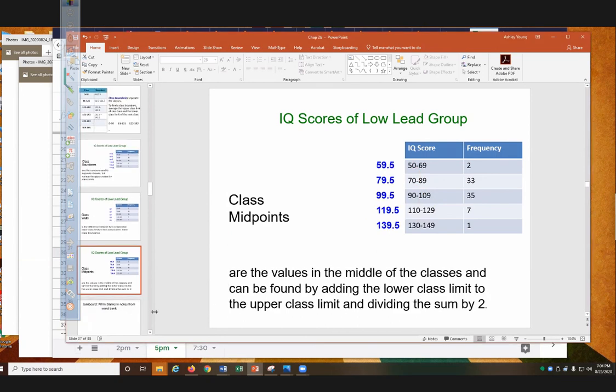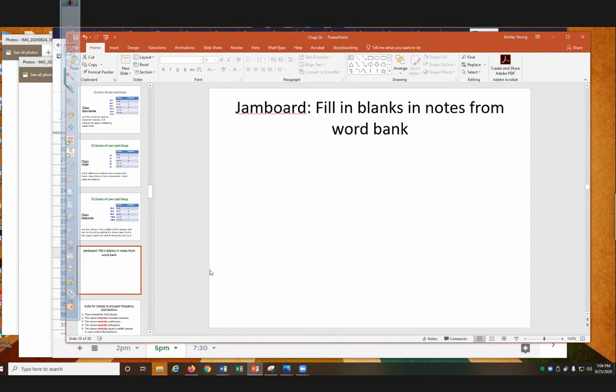And then midpoints, we talked about it already, right? You take the lower and upper class limits and you average them. So I'm going to pop you guys into your Jamboards. Go ahead and fill in your blanks from your word bank.